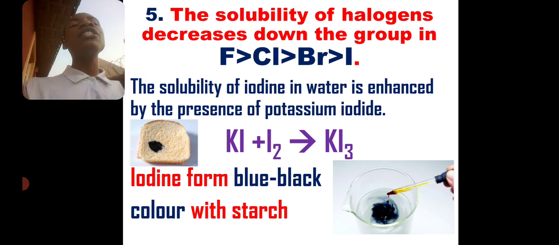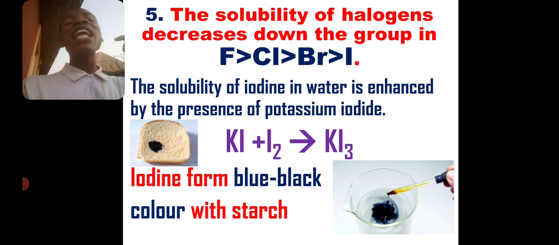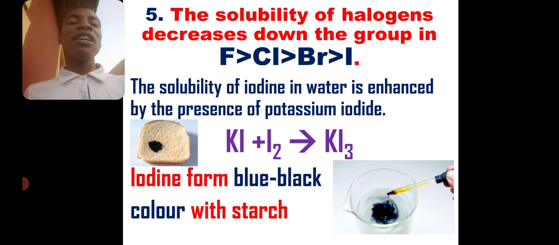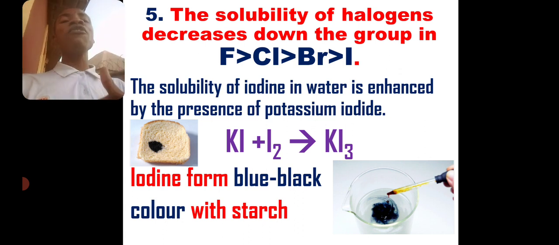Number 5, the solubility of halogens decreases down the group. Fluorine is very soluble. In fact, it reacts explosively with water to form other compounds. When fluorine reacts with water, it forms HF and displaces oxygen from water because it is even more oxidizing than oxygen. Fluorine is the most electronegative element on Earth, and it's the most oxidizing, most reactive non-metal on Earth. So it can displace oxygen from water to give us hydrogen fluoride plus oxygen. So it dissolves very well in water.